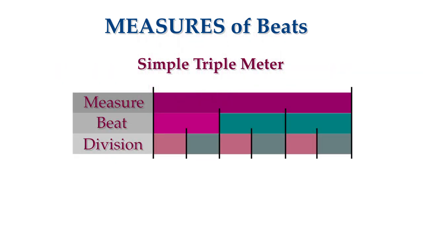If we feel 3 beats in the measure, the first beat is more strongly accented than the following 2. We feel 1, 2, 3, 1, 2, 3, 1, 2, 3. A measure with 3 beats is in triple meter.